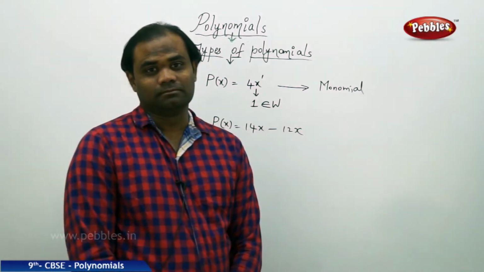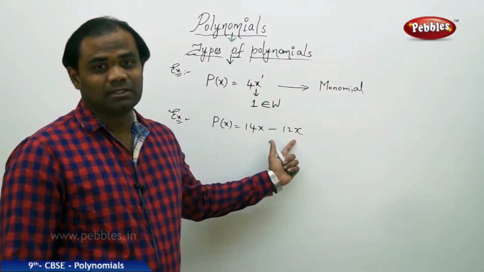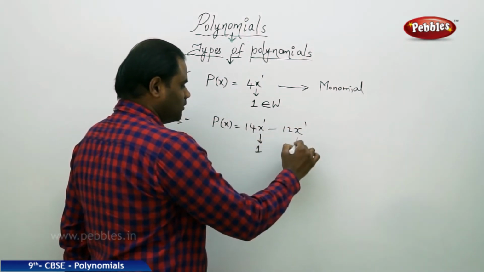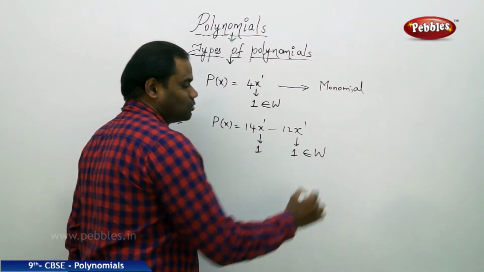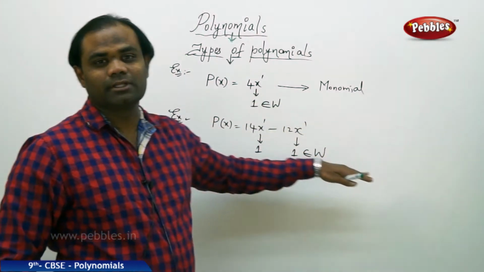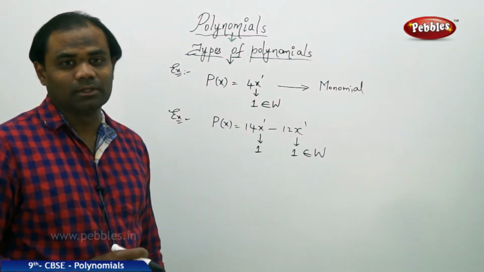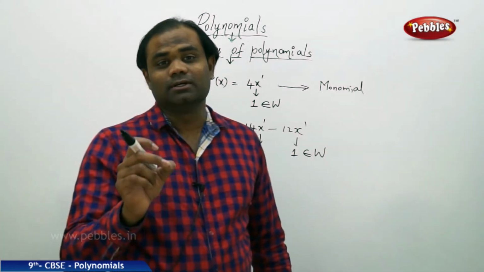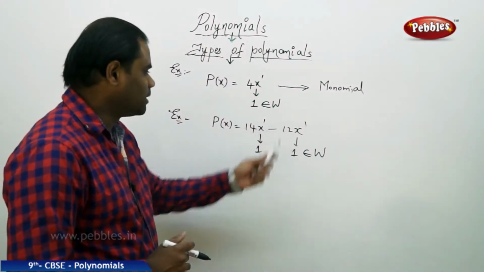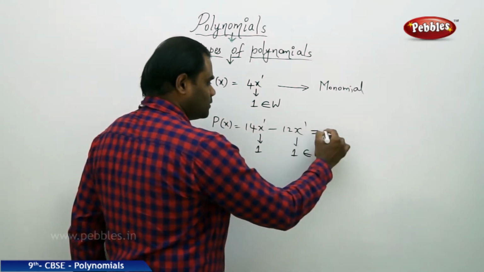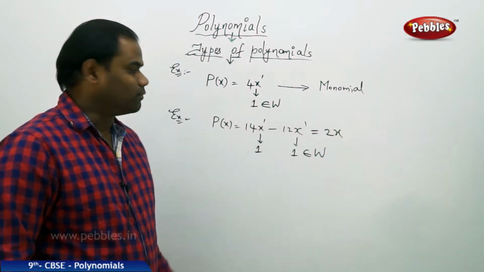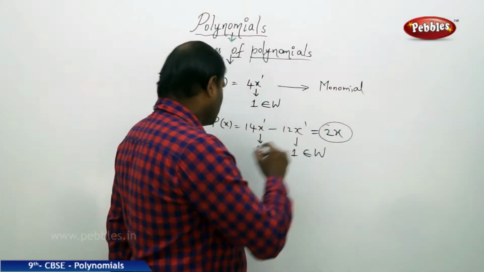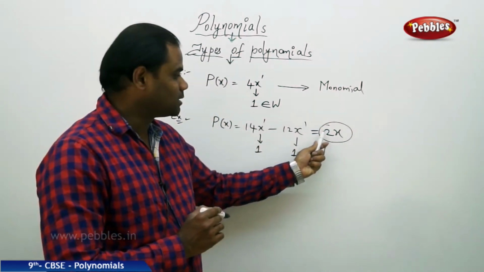How many terms here? There are two terms. But is this a polynomial? Yes, of course. The power of x is 1, and 1 belongs to whole numbers. Therefore, this given expression is a polynomial, but this is not a polynomial of two terms because this can be further simplified. Like 14x minus 12x, which can be further simplified to get 2x. So we need to simplify this further to get the most simplified form. And the most simplified form of the given problem 14x minus 12x is 2x.